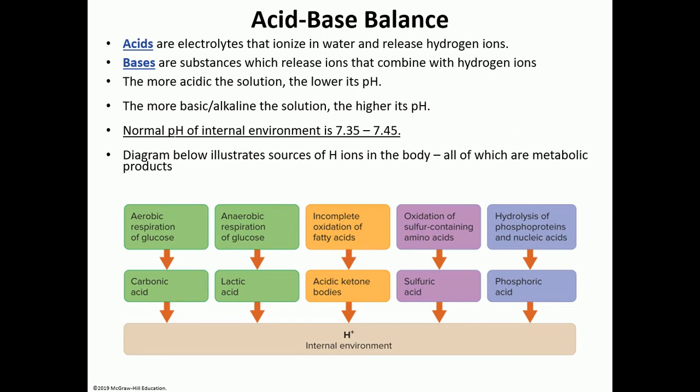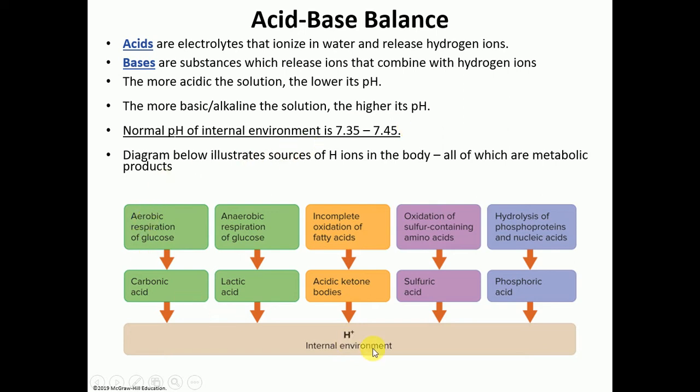7, which is right in the middle, is considered neutral, and that would be distilled water, for example. Anything below 7 would be acidic, anything above 7 would be alkaline. The normal pH of our body lies between 7.35 and 7.45. So this is a value that you want to be familiar with. So you see that our body is usually a little bit on the alkaline side.